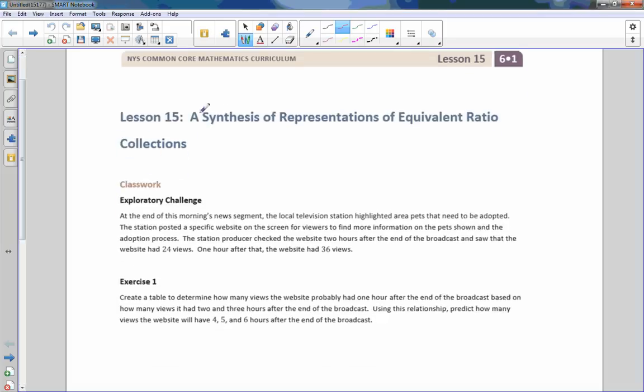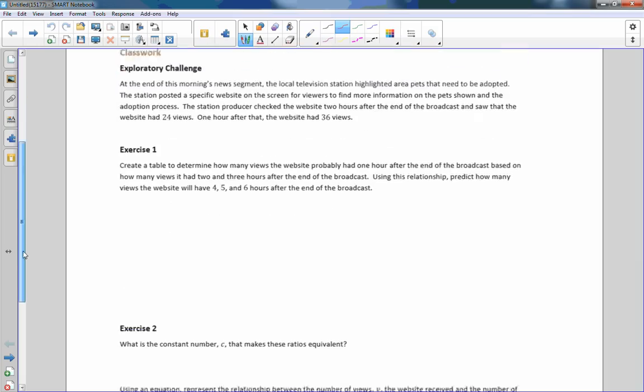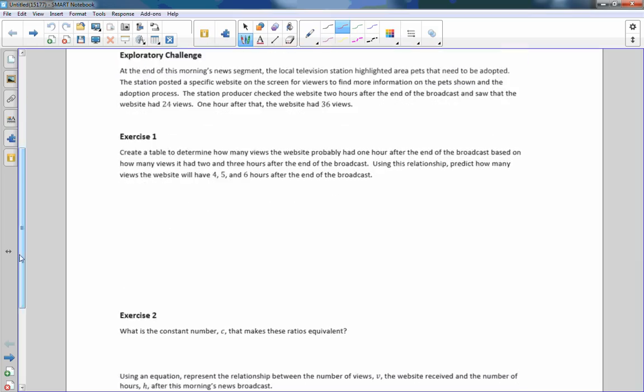This is Lesson 15, a synthesis of representations of equivalent ratio collections. Okay, classwork, exploratory challenge. At the end of this morning's news segment, the local television station highlighted area pets that needed to be adopted. The station posted a specific website on the screen for viewers to find more information on the pets shown and the adoption process.